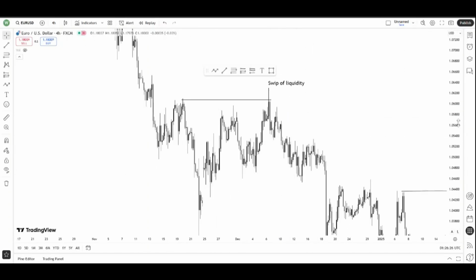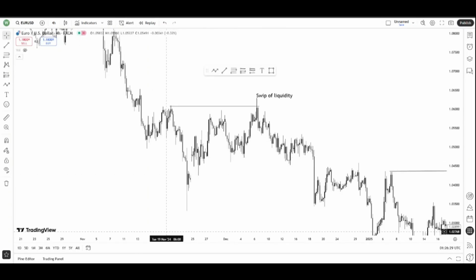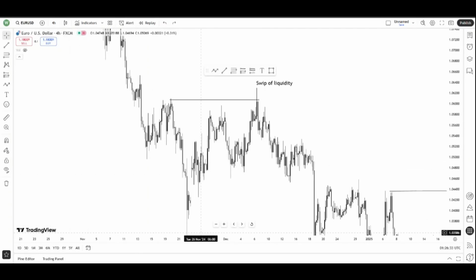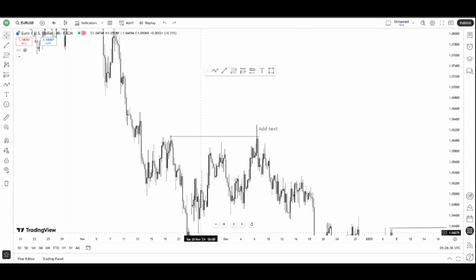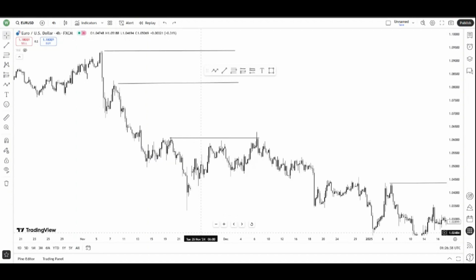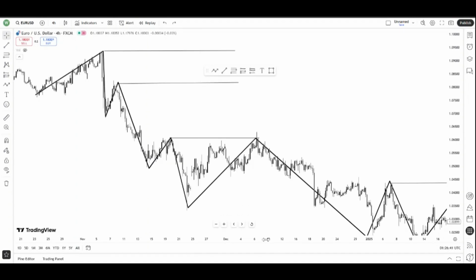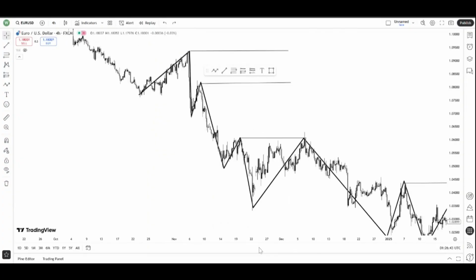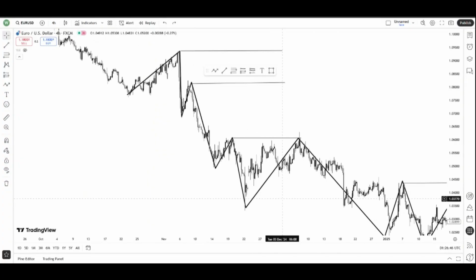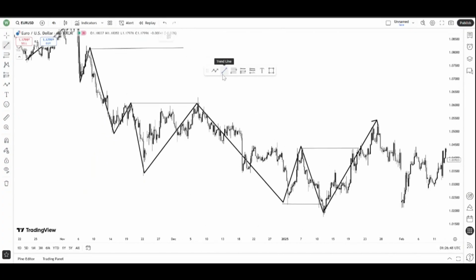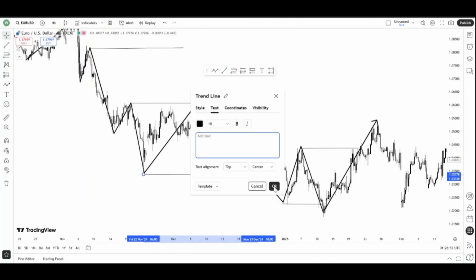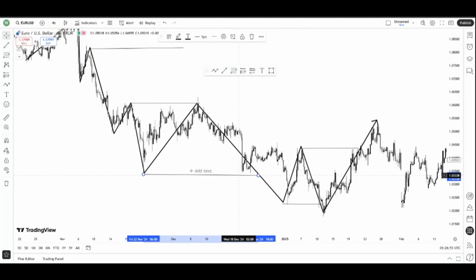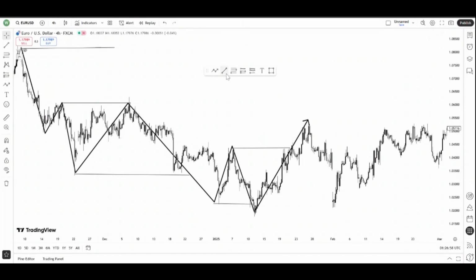So we got a sweep of liquidity here, and what we had back was a continuation in our previous trend. Now we have another break here. This is actually the last break that occurred. Now what happened here again?